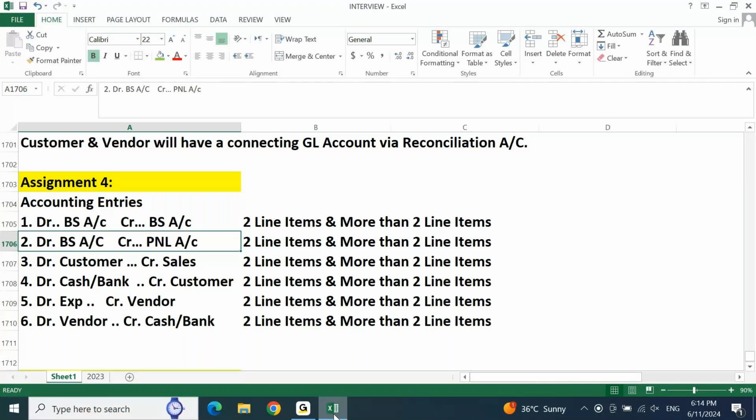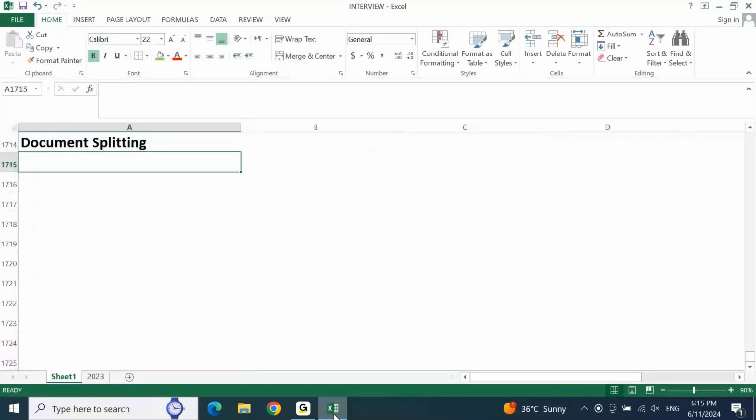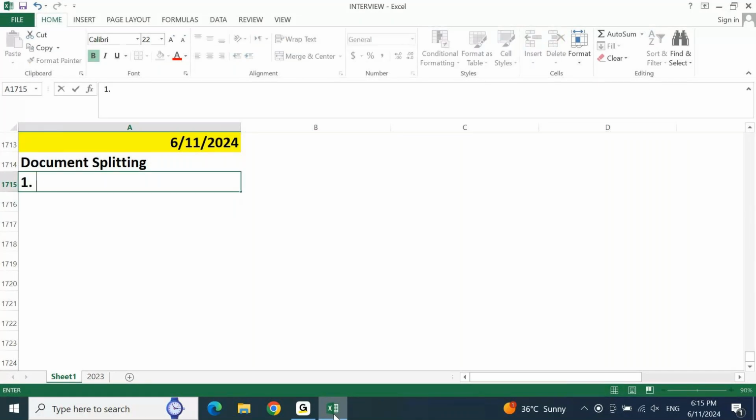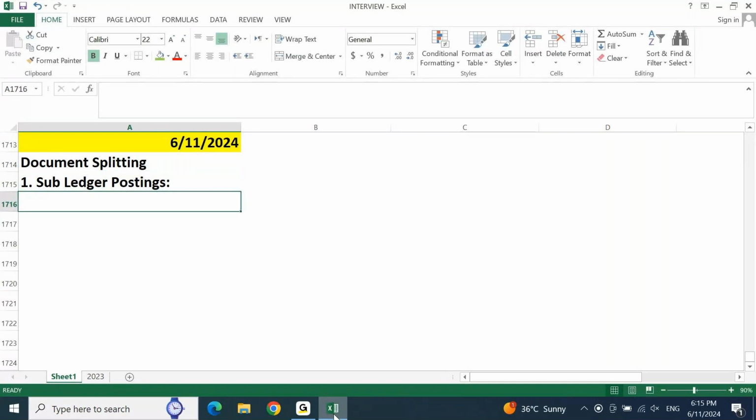First point that you'll have to write down, strictly remember: subledger postings. When I say subledger posting, you need to keep in mind that document splitting is exclusively designed for subledger posting. Though you can use it for the GL posting also, that is optional. GL posting is not the actual purpose of document splitting.